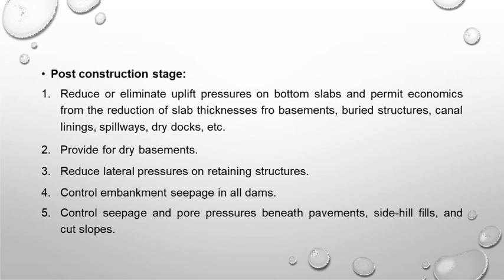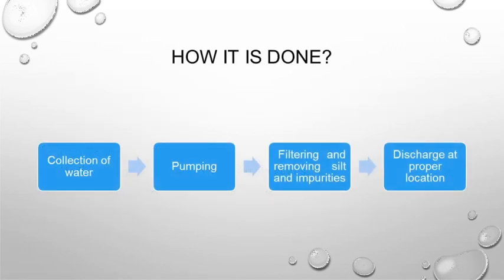During the post-construction stage, dewatering serves to reduce or eliminate uplift pressure on a bottom slab, provide for a dry basement, reduce the lateral pressure on retaining structures, control embankment seepage in dams, and control seepage and pore pressure beneath pavements. These are some purposes of dewatering from the construction site. Now how is it done? First collection of water, then pumping of water, filtering and removing silt and impurities, and discharge at a proper location.